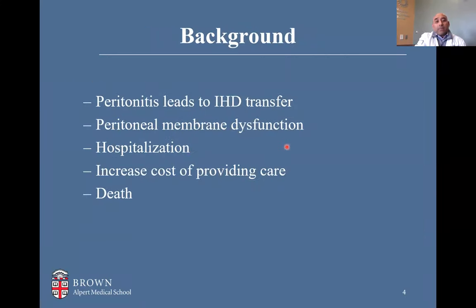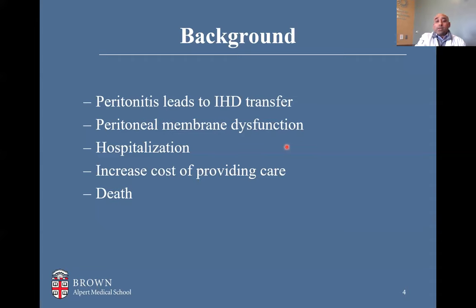So, the background related to this study: why do we want to look into episodes of peritonitis? It's because peritonitis infection leads to transfer of patients out of peritoneal dialysis onto intermittent hemodialysis. So it's important to study this topic. Repeat peritonitis can also lead to membrane dysfunction, can change patients' transport status, UF can go down, and therefore we should definitely look into why certain factors may cause peritonitis. Peritonitis can lead to hospitalizations, as we'll see. The rate is surprisingly high, at least to me.